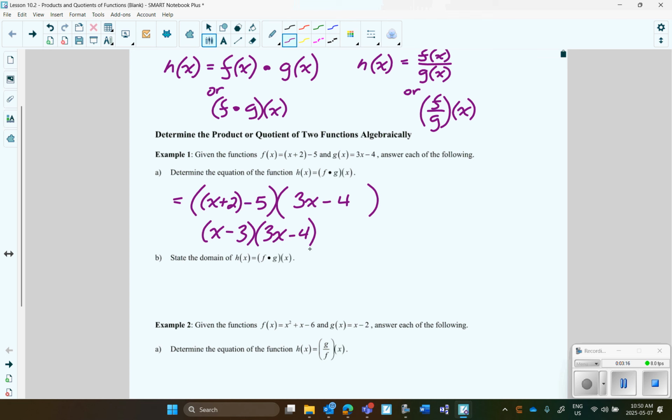Well, you guys know how to multiply those together. You do 4 multiplications, right? So it's going to be this, this. So that gives you 3x squared minus 4x minus 9x plus 12, which simplifies to 3x squared minus 13x plus 12.